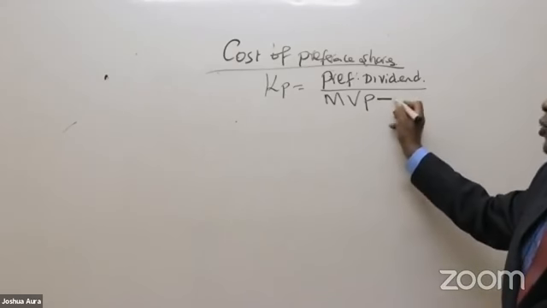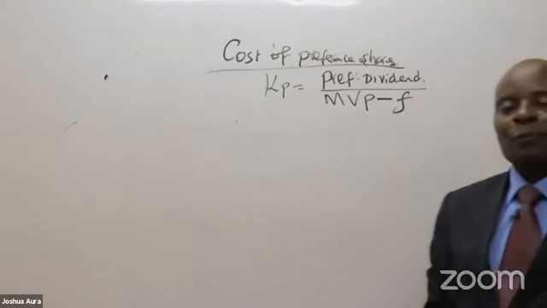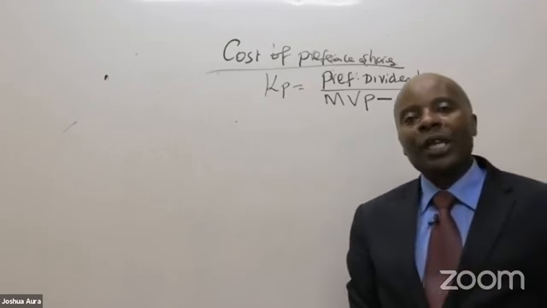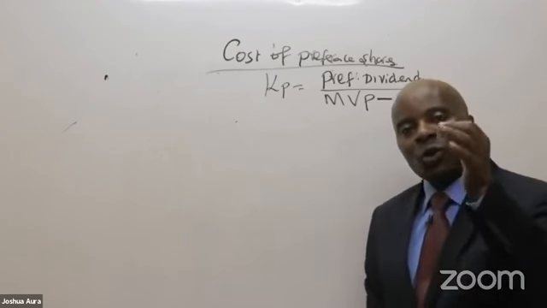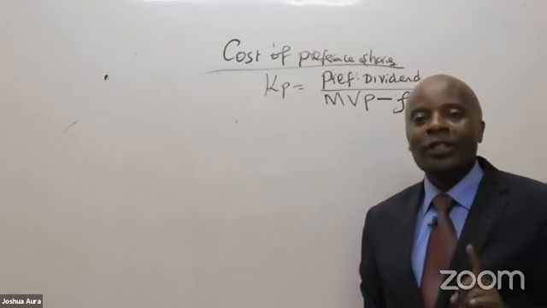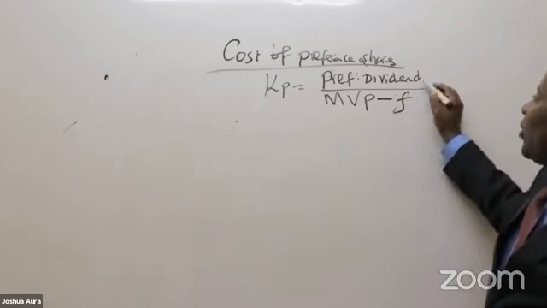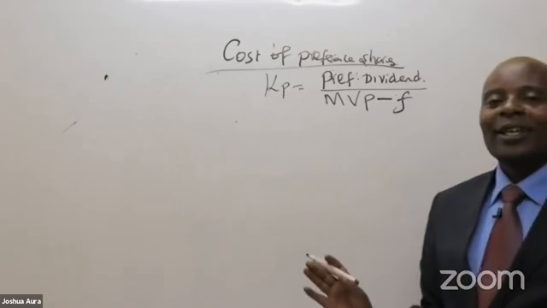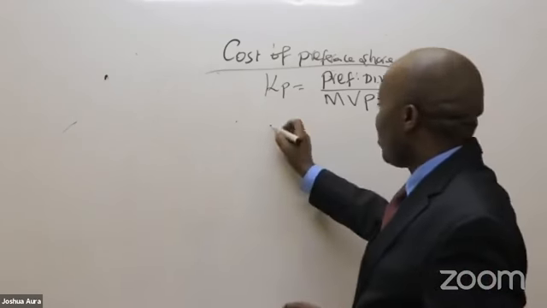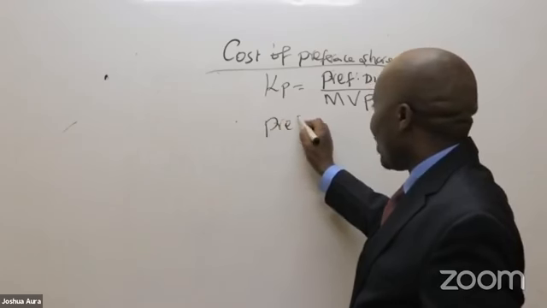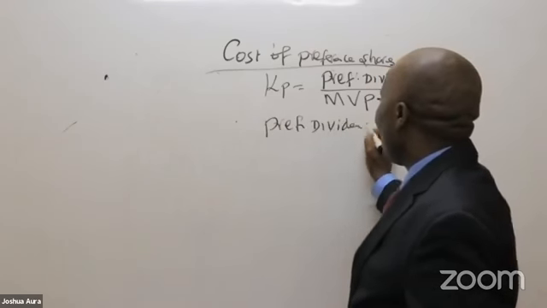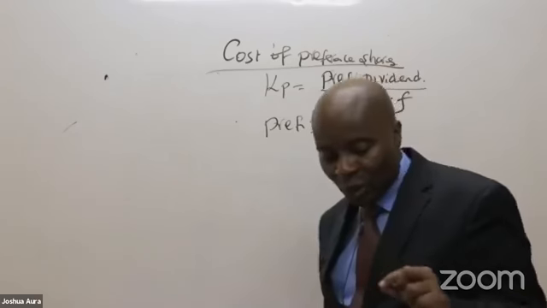If there is any flotation, you have to subtract flotation. But again, remember, ladies and gentlemen, that for preference shares, we normally have a fixed rate of return. The preference dividends don't grow. So there is no way you can come and tell us here into 1 plus g. No, no. So ladies and gentlemen, come here and give us the preference dividend. The preference dividend, please look for the dividend percentage.